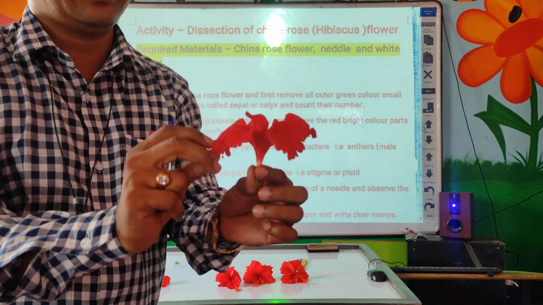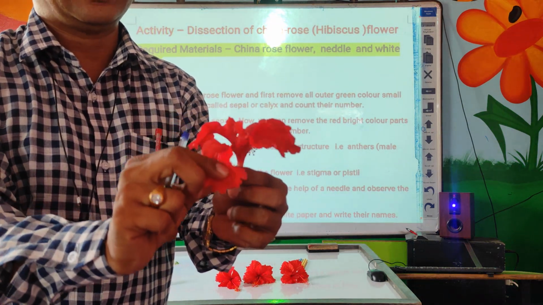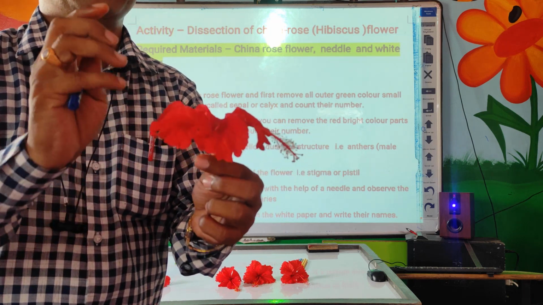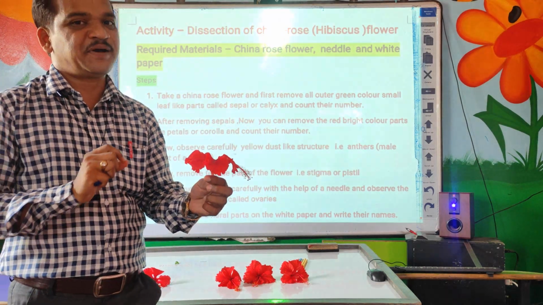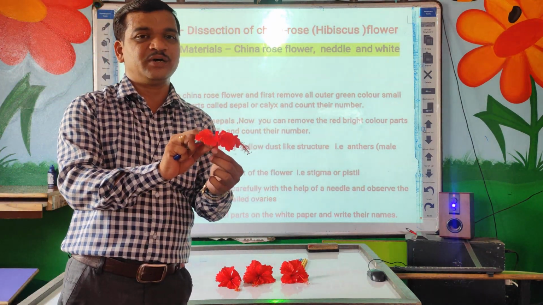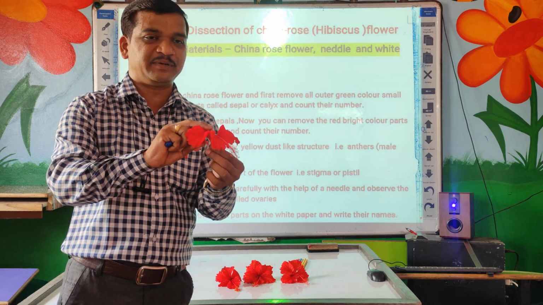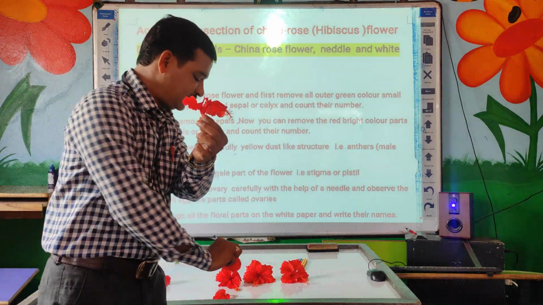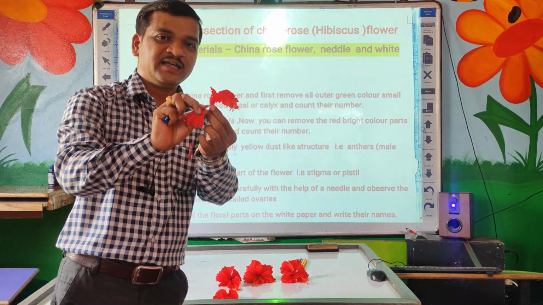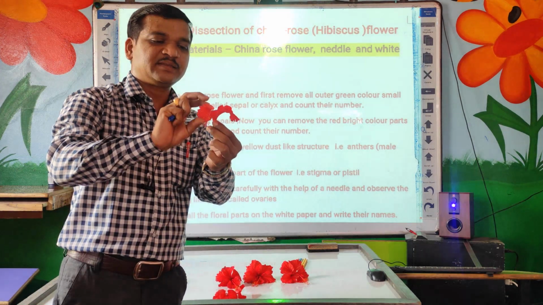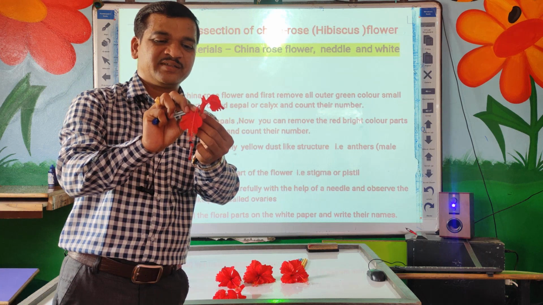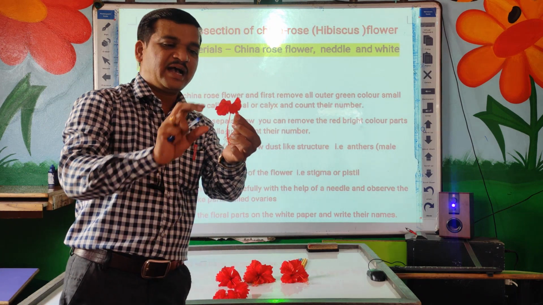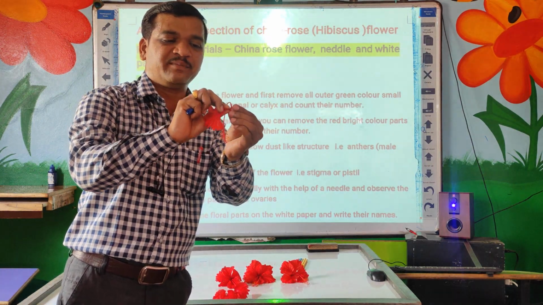So these are the, see, 1, 2, 3, 4, 5. So these are the 5 petals. Now you can remove these 5 petals one by one and place them on your table or maybe on a plain paper sheet. So this is the one petal. This is the second one. Then this is the third one. See here, one by one I am removing. Same way you have to remove. This is the fourth one. Very good. And this one is the fifth petal.